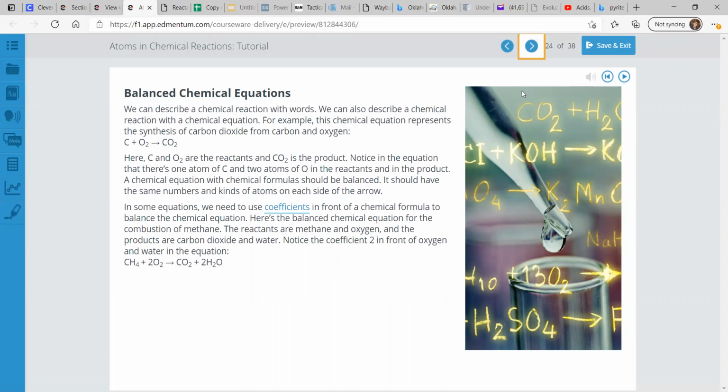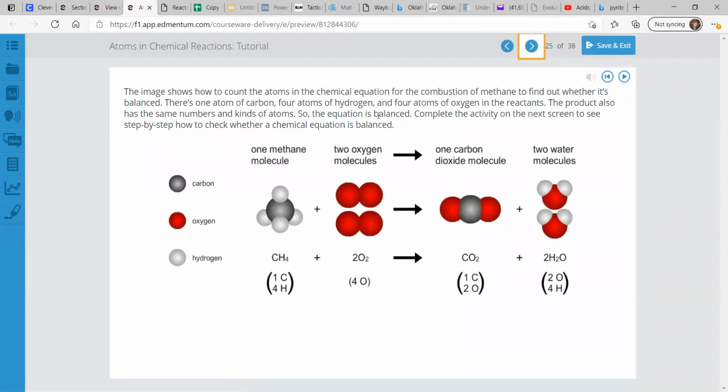Here's the balanced chemical equation for the combustion of methane. The reactants are methane and oxygen, and the products are carbon dioxide and water. Notice the coefficient 2 in front of oxygen and the water in the equation. So everything's balanced, okay? And the image shows how to count the atoms in the chemical equation for the combustion of methane to find out whether it's balanced or not.